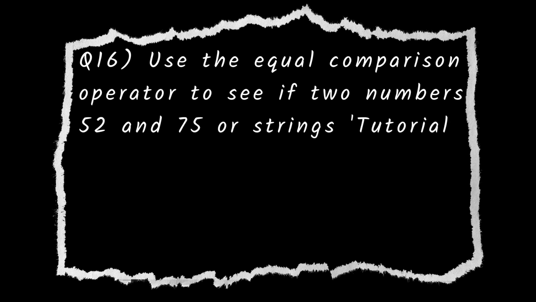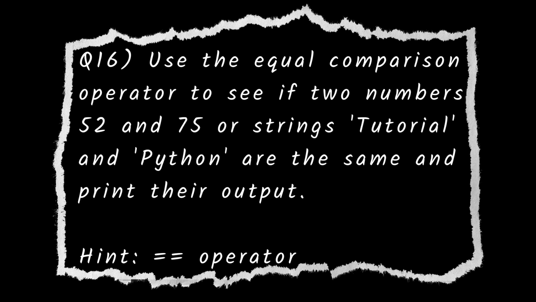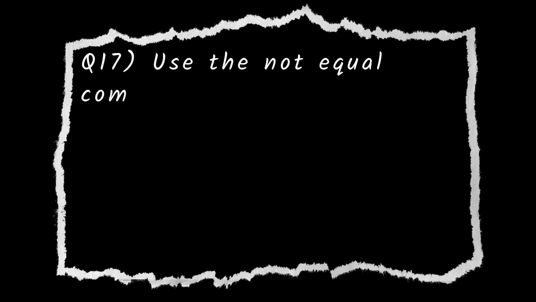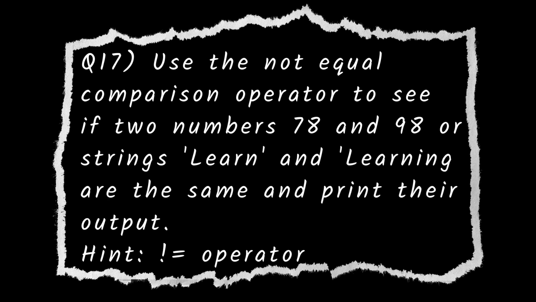The next question is, use the equal comparison operator to see if two numbers 52 and 75 or string, tutorial and Python are the same and print their output. Here is the hint, double equal to operator. The next question is, use the not equal to comparison operator to see if two numbers 78 and 98 or string, learn and learning are the same and print their output. Here is the hint, exclamation mark equal to operator.